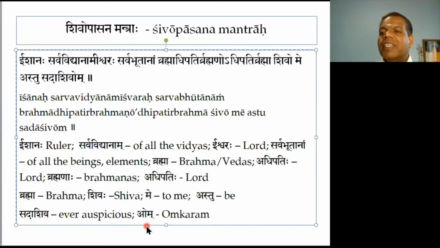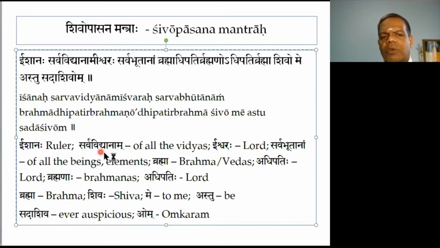When he's auspicious, it means let him be in me, let him be mine, let me be that. All meanings are possible for this. So, Brahmadipatir, Brahmanodhipatir, Brahma Shivo me astu sada Shivom. Okay, I'll just read it once again. Ishana Sarva Vidyanam Ishvara Sarva Bhutanam Brahmadipatir Brahmanodipatir Brahma Shivo me astu sada Shivom.